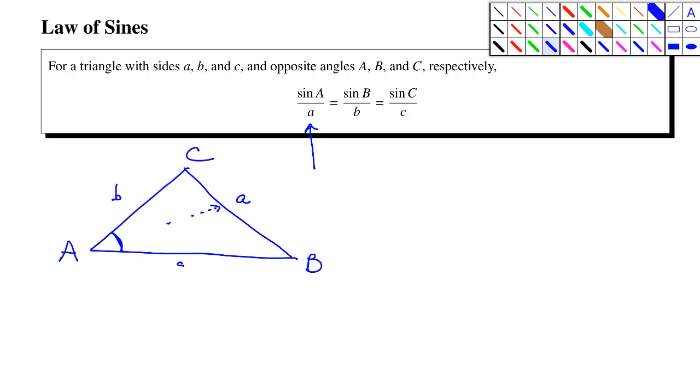Now, the law of sines is always presented as the A ratio is equal to the B ratio is equal to the C ratio. But in reality, we only use two at a time. But all three of them are going to be equal to the same ratio, and so you pick whichever two you want to use.